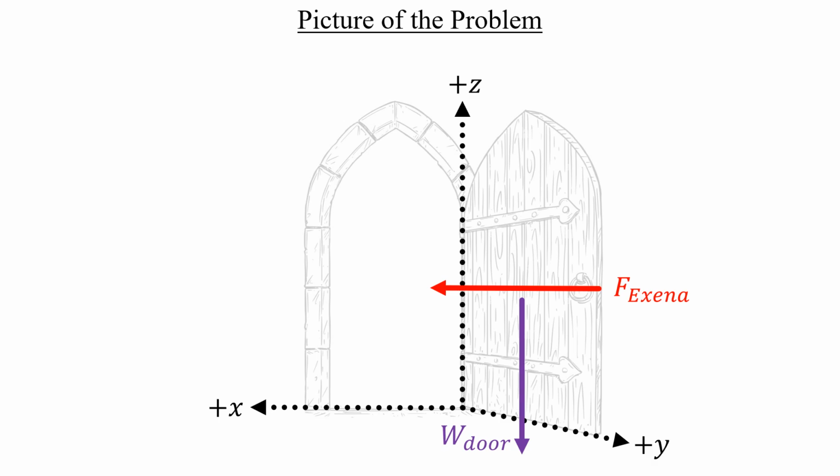Now, it might be obvious which force will make that happen, but just claiming that something is obvious is not a very good explanation. What we should do is demonstrate proof why one force works and the other doesn't. To do that, we're going to upgrade our definition of torque to a vector cross product. Let's apply this new definition to each force, starting with the door's weight.